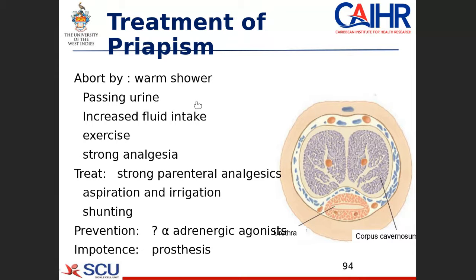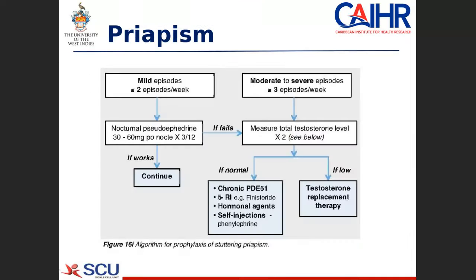For those persons who have stuttering episodes, we tend to recommend alpha adrenergic agonists, like Sudafed, in the initial stages. If that's not helping, then we tend to refer them to the urologist for management. For those persons who have permanent erectile dysfunction, the only recourse at that point is the implantation of a prosthesis.